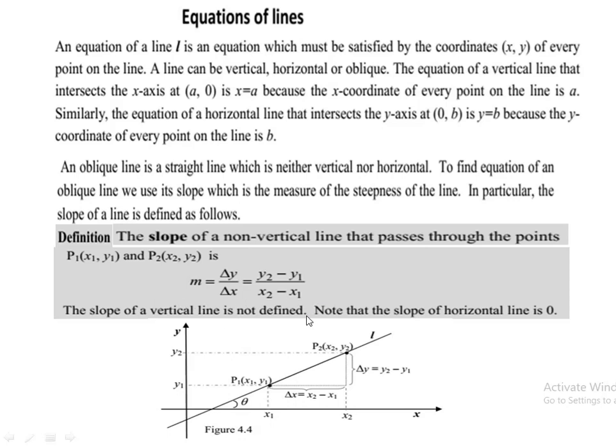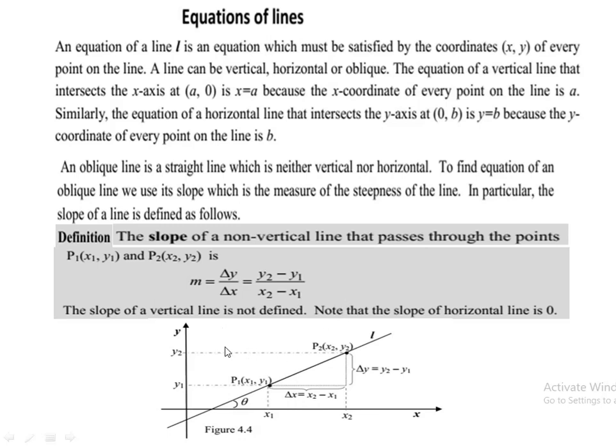Now the slope of a vertical line is not defined. The slope of a vertical line is not defined, but we define a slope for non-vertical lines. Therefore, the slope for a non-vertical line which passes through the points (x1, y1) and (x2, y2) is given as change in y over change in x, that means (y2 minus y1) over (x2 minus x1). Vertical lines have no defined slope. Note that the slope of a horizontal line is 0. The slope of a horizontal line is 0, while a vertical line has no slope.